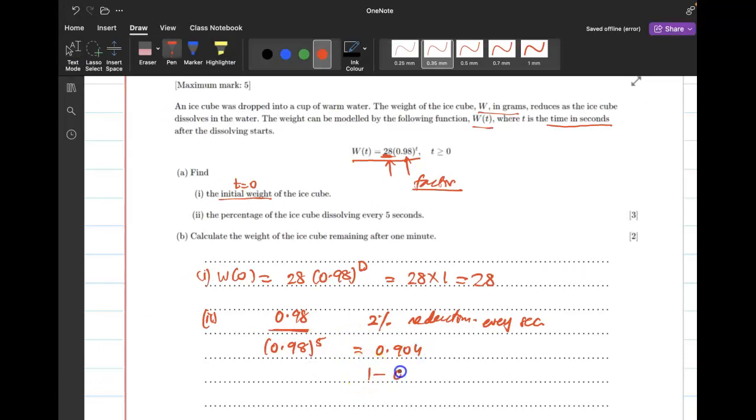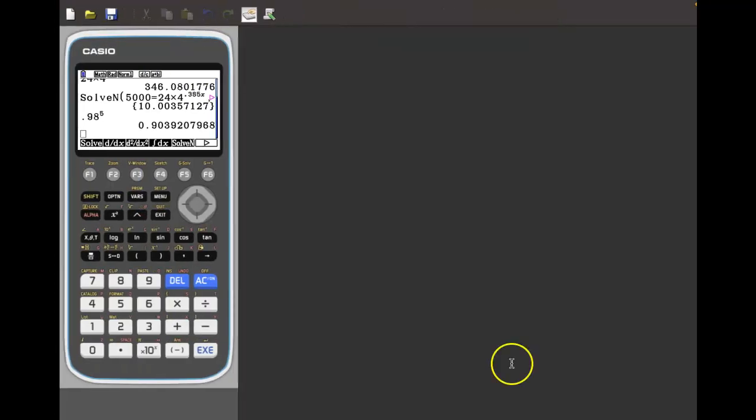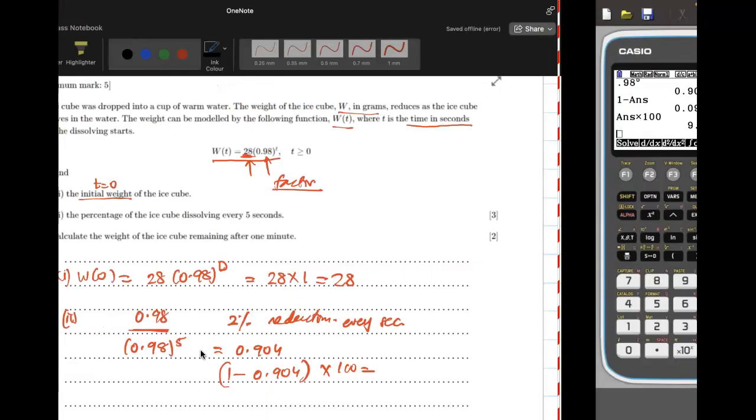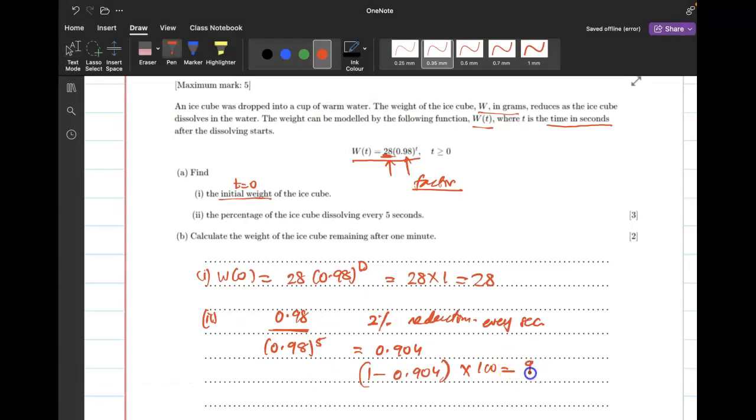So you do 1 minus 0.904, because your initial value is 1. You do 1 minus that, and to convert into a percentage you multiply by 100. So that will give you the percentage reduction in 5 seconds. Basically you do 1 minus answer, and this is the answer. It's a fraction, so you multiply that by 100 to convert into percentage. So that's 9.61%. So 9.61% is the percentage of ice melting.